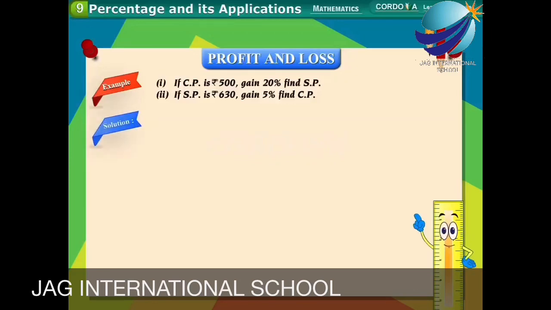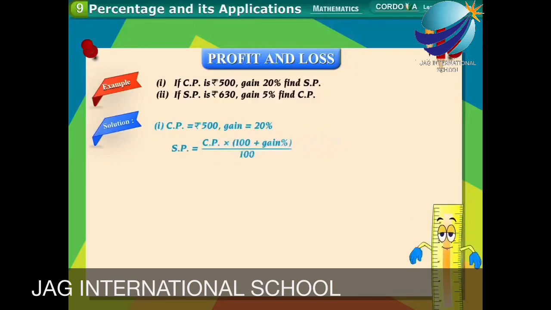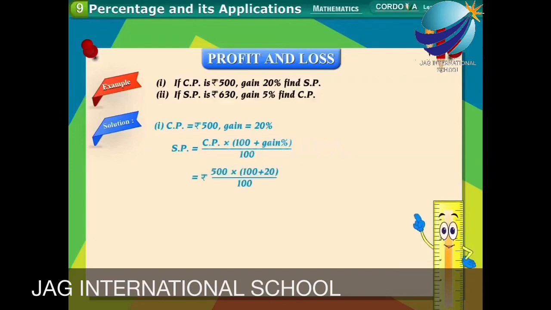Solution. 1. CP is equal to rupees 500. Gain is equal to 20%. SP is equal to CP into 100 plus gain percent upon 100. This is equal to rupees 500 into 100 plus 20 upon 100, which is equal to rupees 500 into 120 upon 100, which is equal to rupees 600.